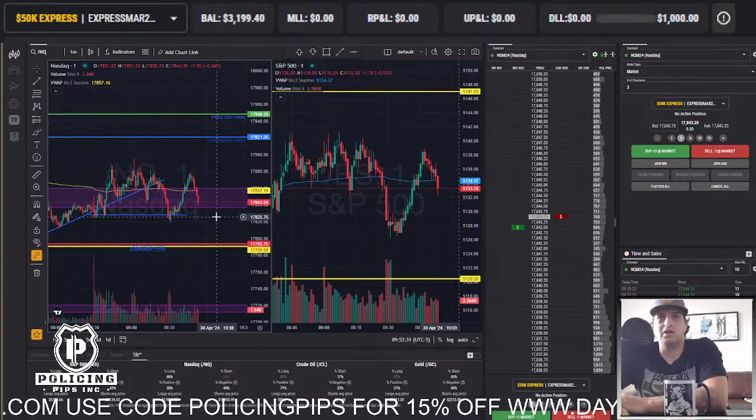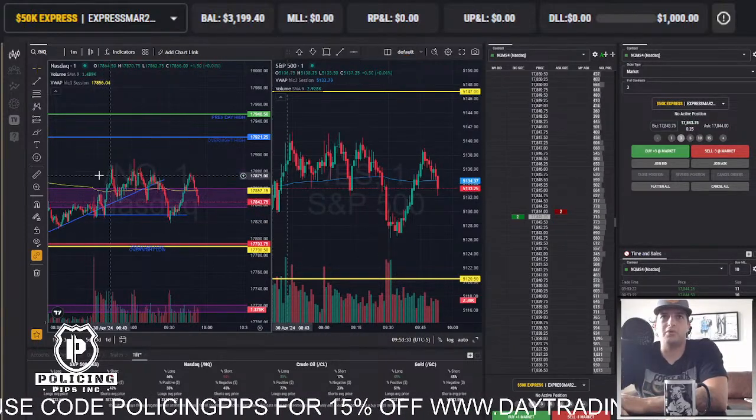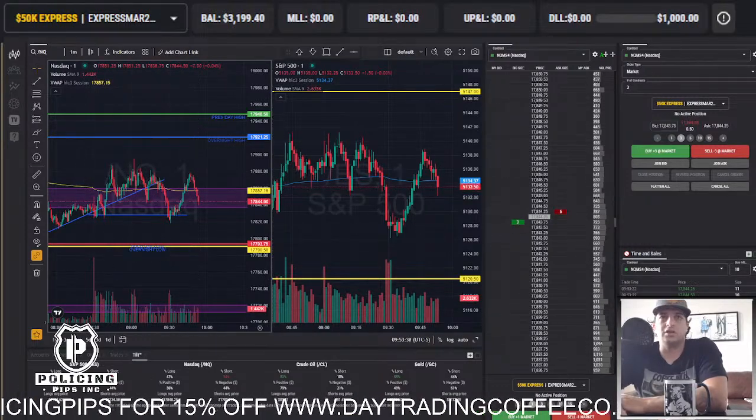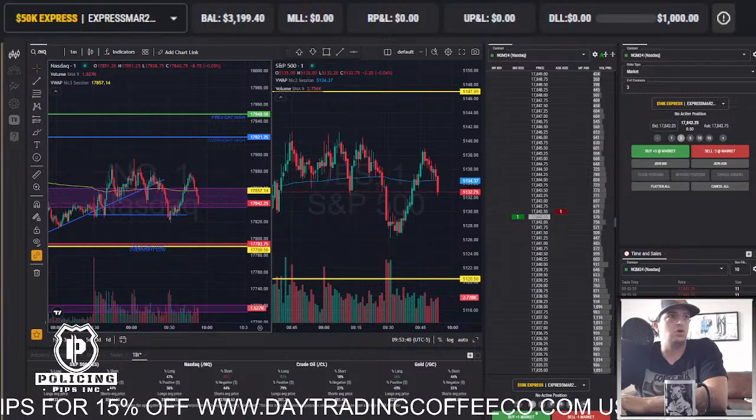I just can't play the VWAP bounces. You can see how much chop and how much manipulation goes on around here. So I'm really looking to see if I can get this thing to go.